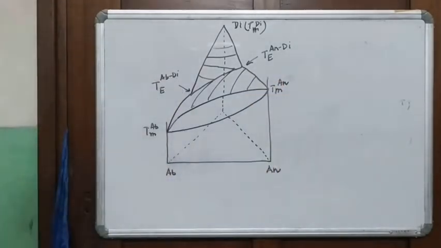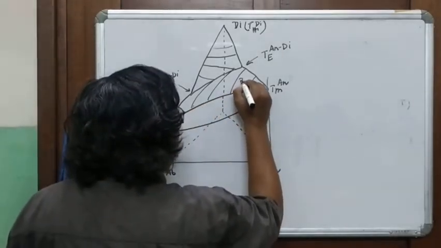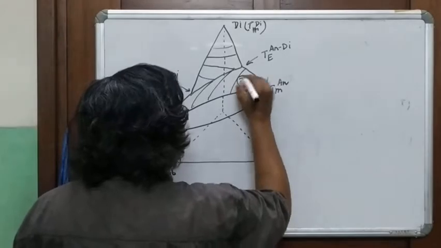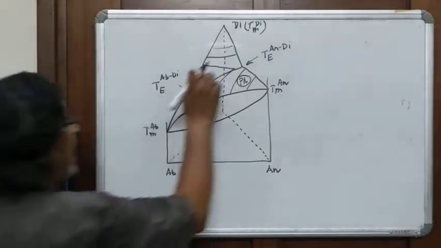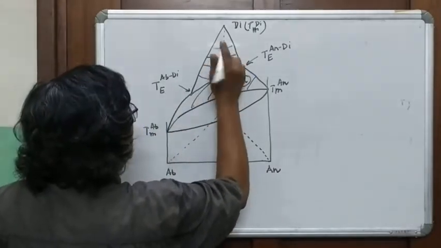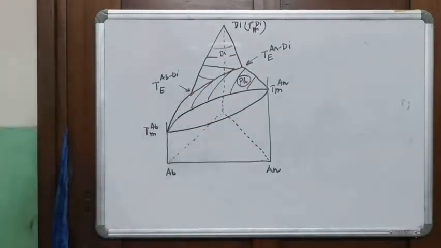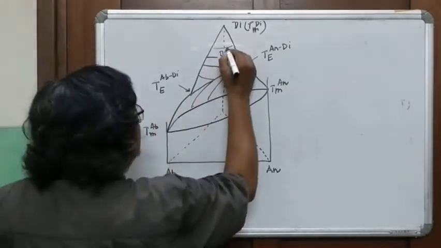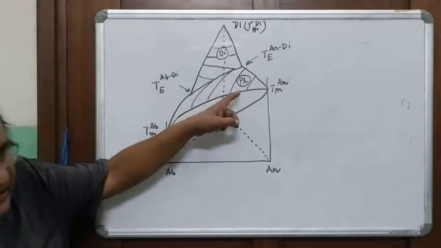This is how the isotherms would look. This surface is the plagioclase liquidus surface. And this will be the surface for diopside.